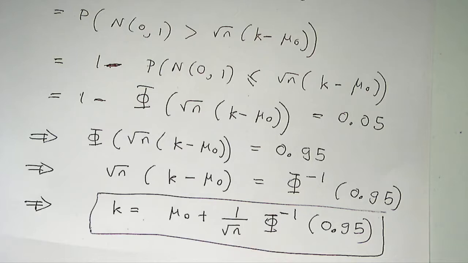This is only the first part of the question. Now, if you look at the second part, also determine the sample size n needed for testing mu equal to 10 versus mu equal to 11 by this procedure so that beta is equal to 0.05.